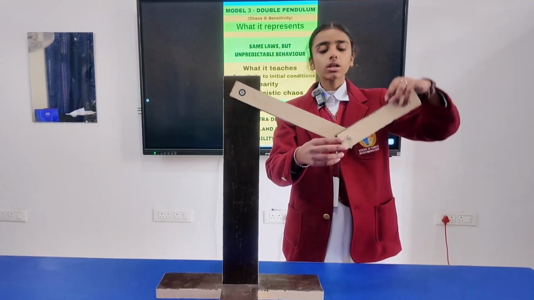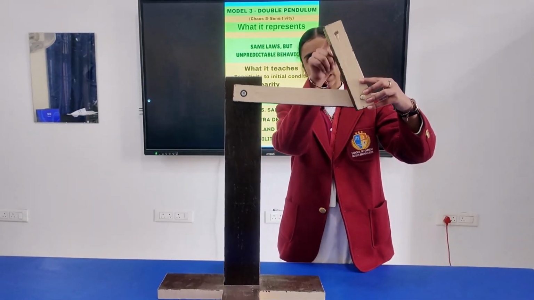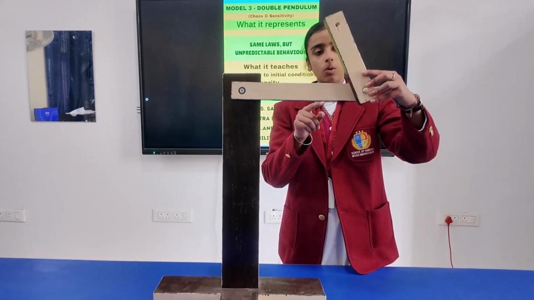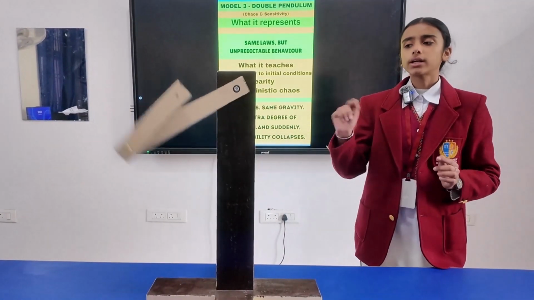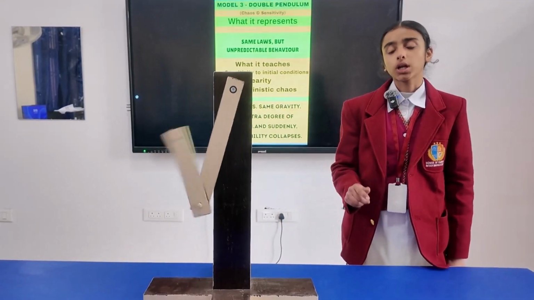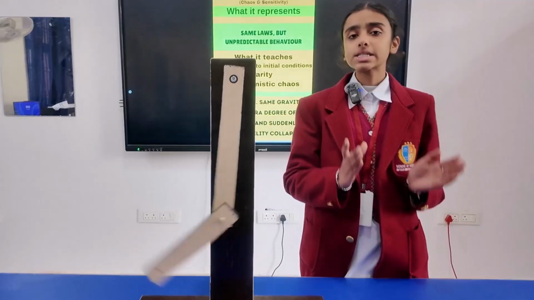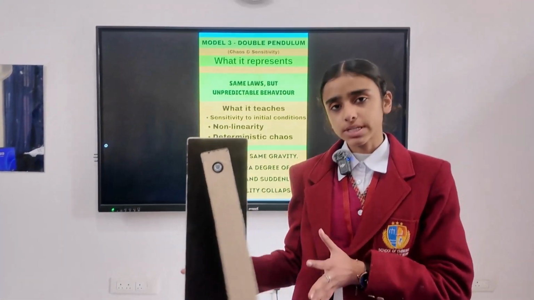Now, we will input them with a different angle, a slightly different angle from the previous one. Now, look at the motion. This trajectory is completely different from the previous one. This is what we want to convey through this model, that complexity lives next door to simplicity.